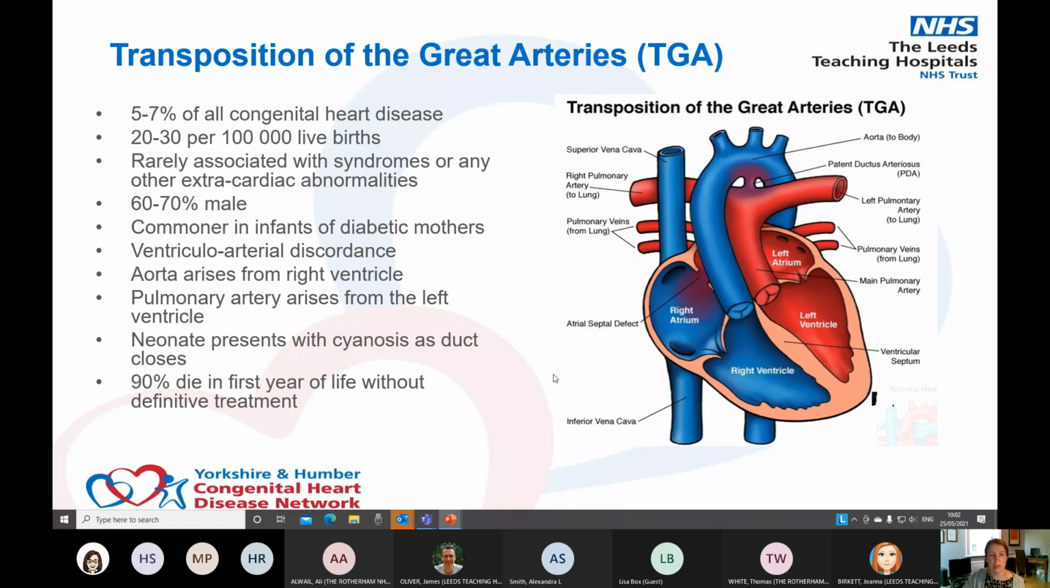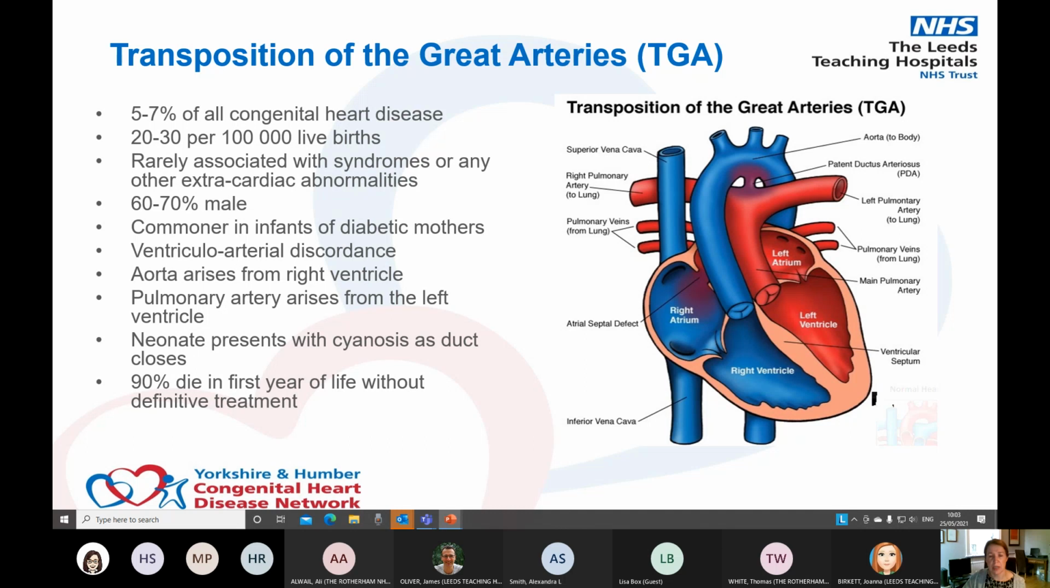It accounts for about 5 to 7% of all congenital heart disease, and 20 to 30 per 100,000 live births. So in Leeds at the moment, we have around 10,000 deliveries. It's quite useful because it allows the maths to be very easy. So just from the Leeds catchment area, we see around 2 to 3 babies born a year with transposition. And for the whole of the catchment area, that's around 10 to 12 babies born with transposition every year.